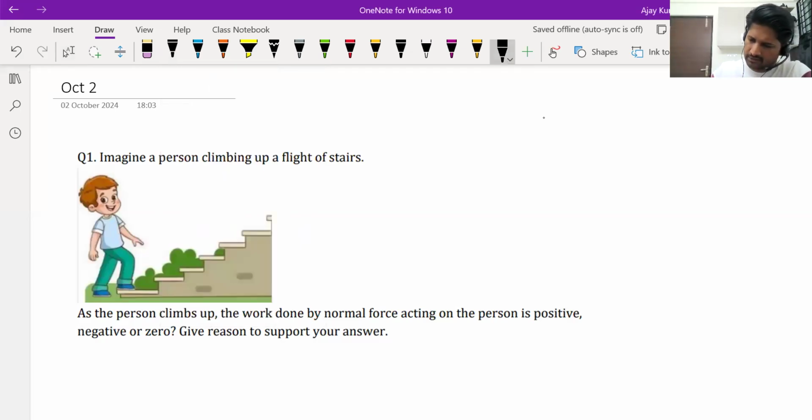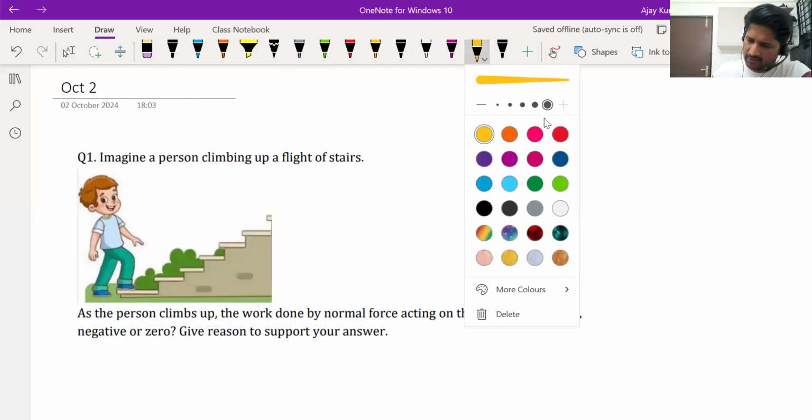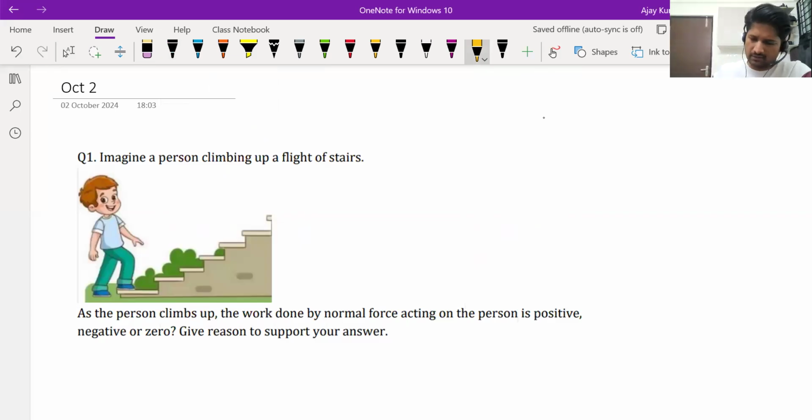normal force on the person would be acting in the upward direction whenever the person steps on the stair or places his or her foot on the stair, the normal force acts this way.